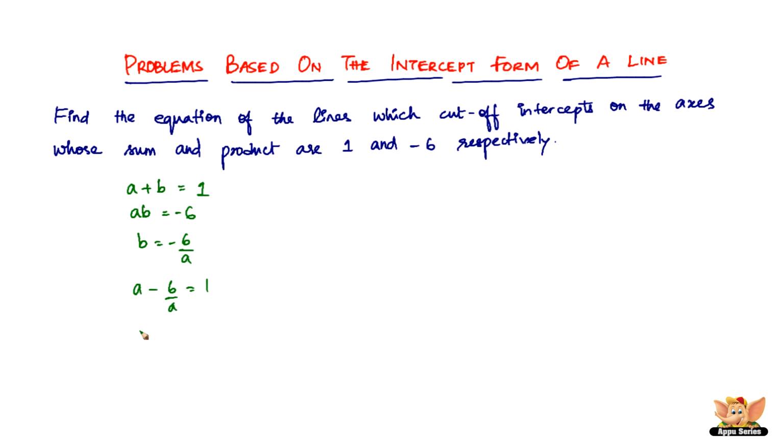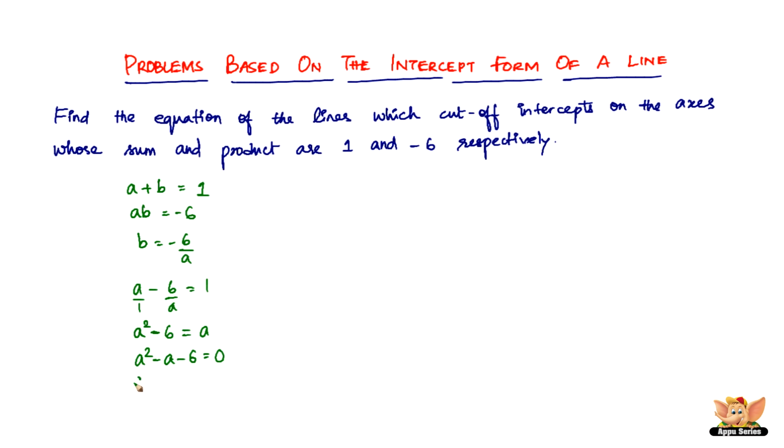Solving this, I think you have to take the LCM. So this will be a by 1. So it will be a square minus 6 equals a. Alright, that's the next step. So you will get a square minus a minus 6 equals 0. And this is a quadratic equation.